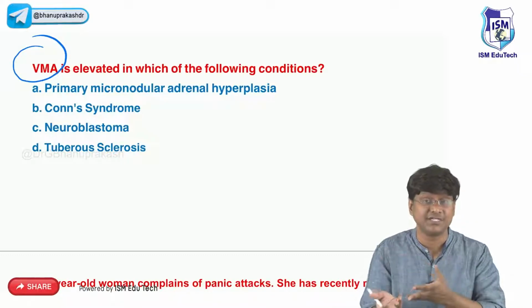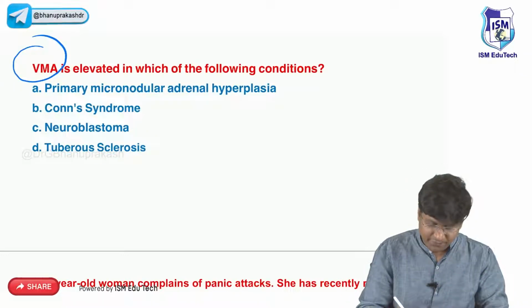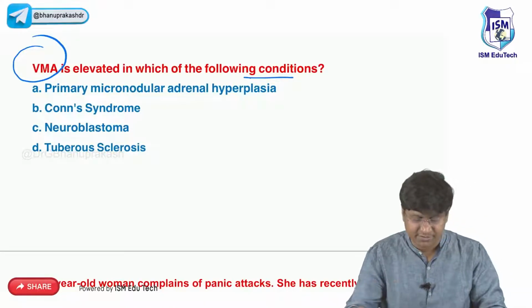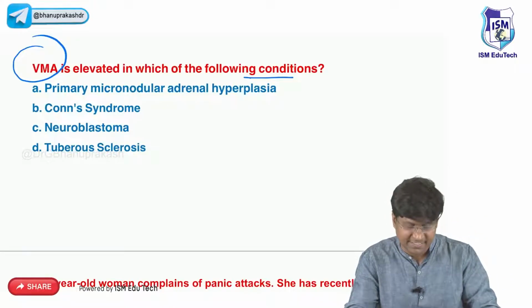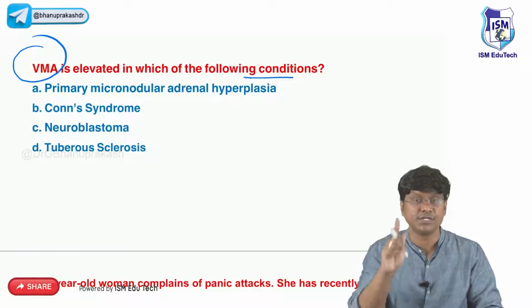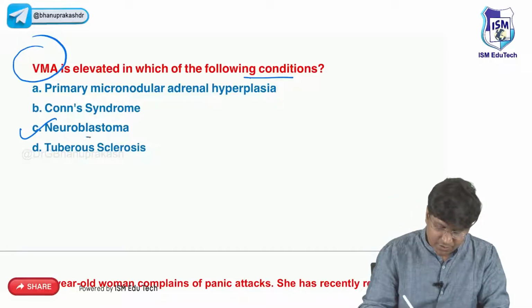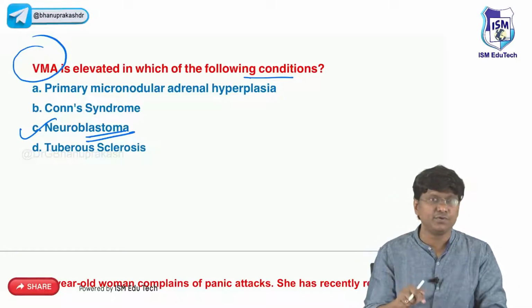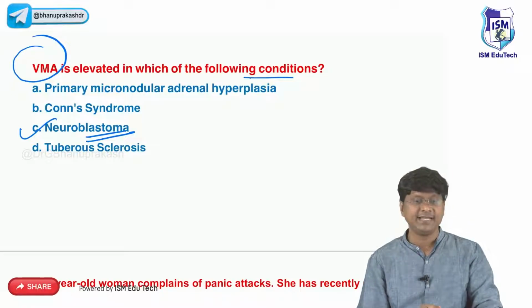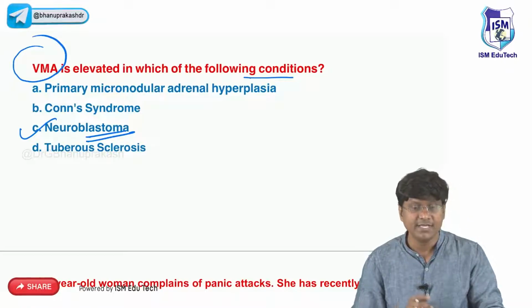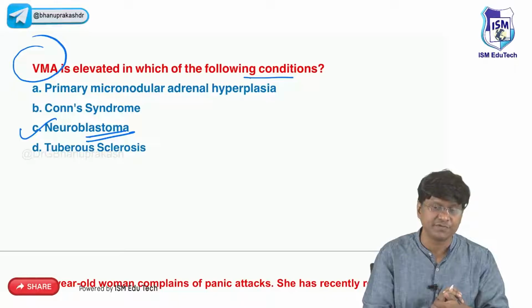But what are the other conditions where VMA levels can be elevated? VMA is elevated in which of the following conditions? Primary micronodular adrenal hyperplasia, Conn's, neuroblastoma, and tuberous sclerosis. Please remember, along with pheochromocytoma, even in neuroblastoma the vanillylmandelic acid levels are elevated. Now, how do you treat these patients with pheochromocytoma?